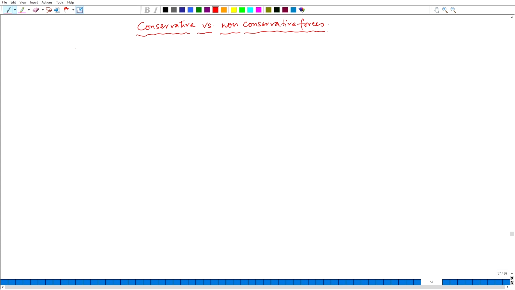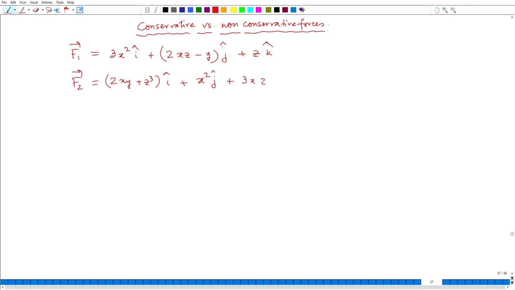I take two force fields. F1 is 3x square i cap plus 2xz minus y j cap, plus z k cap. F2 is equal to 2xy plus z cube i cap plus x square j cap plus 3x z square k cap.